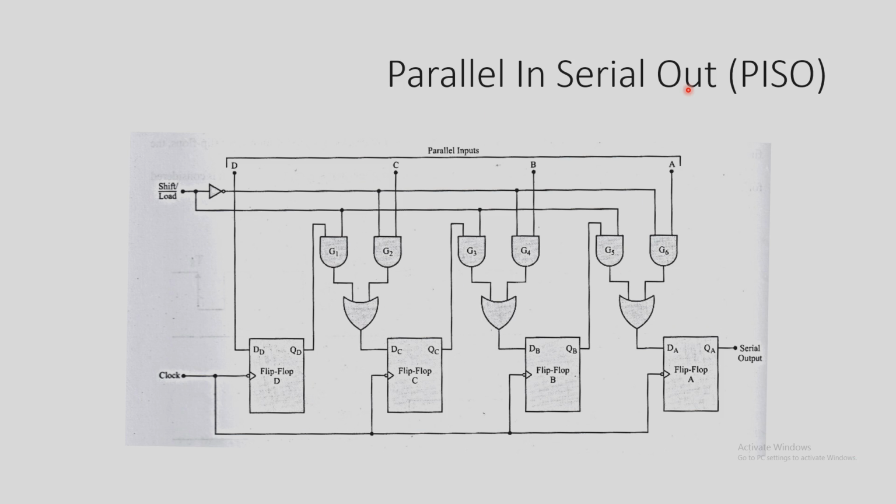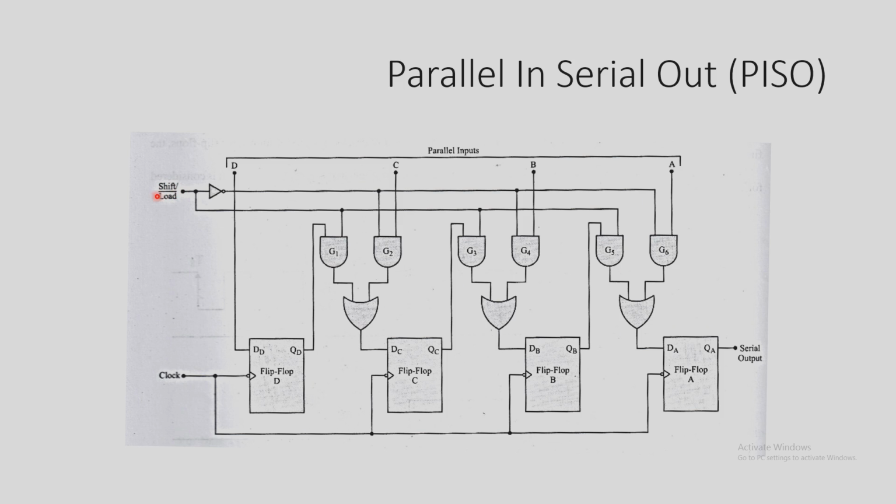Next we move on to the parallel in serial out shift register. This register appears to be a bit complicated, but it's not that much if you understand it very clearly. So first of all, focus on this portion of the circuit. It has two AND gates, G1 and G2, and an OR gate. All these AND gates are provided signals: the shift signal and the load signal.